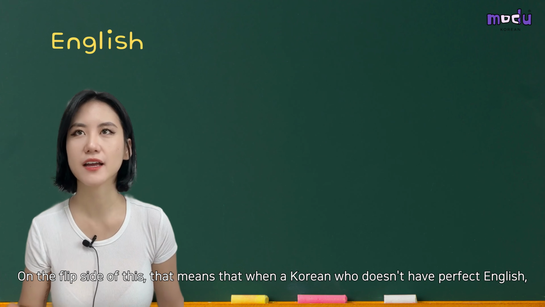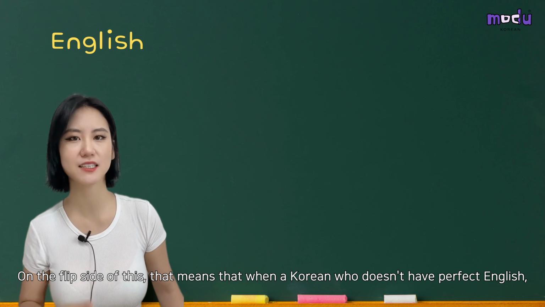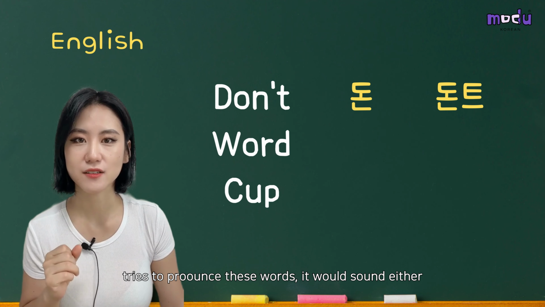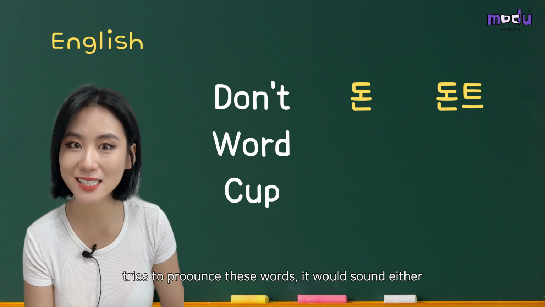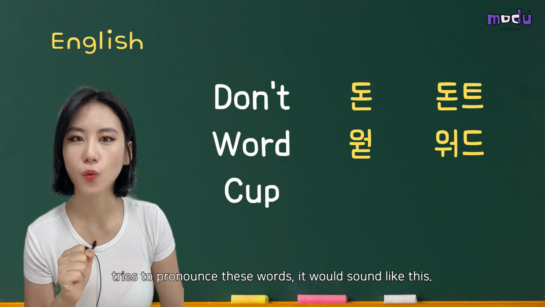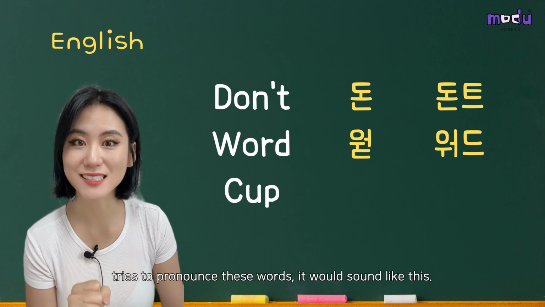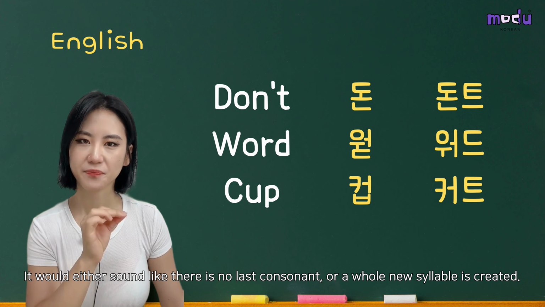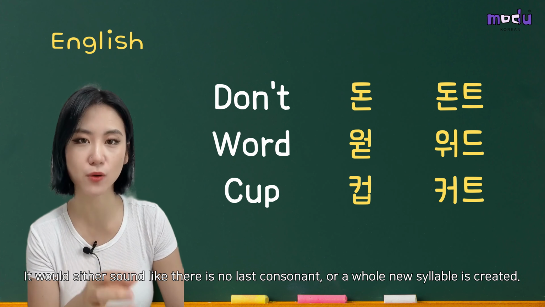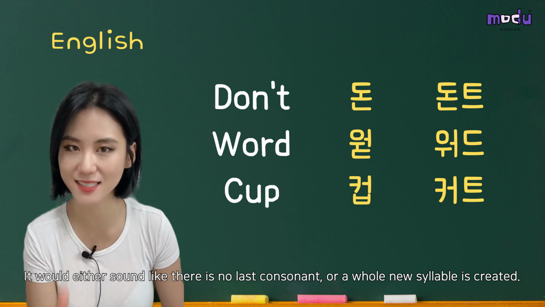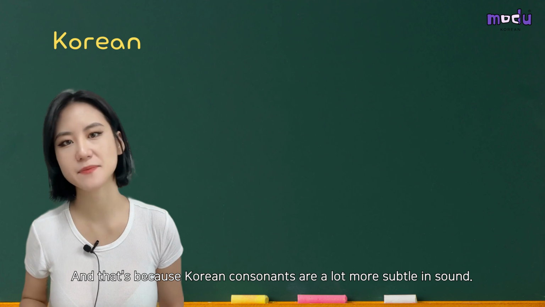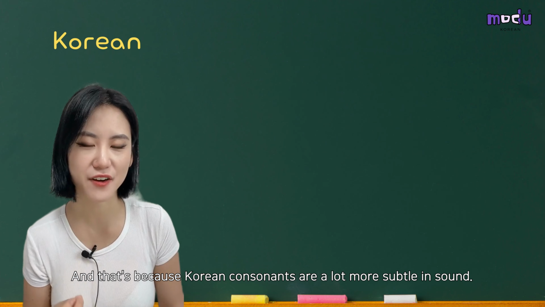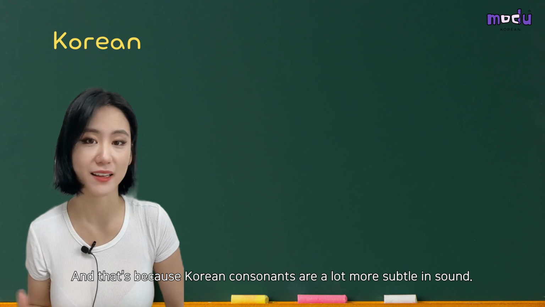Now, if you were to hear a Korean person who doesn't have perfect English pronounce these words, they would probably go like this. They'd probably go 돈 or 돈트 or 워드, right? They would either not pronounce the last consonant sound completely, or they pronounce it as a whole new syllable. And the reason for that is because the way that Korean pronunciation works is supporting consonants are very, very subtle in sound and you barely hear it.